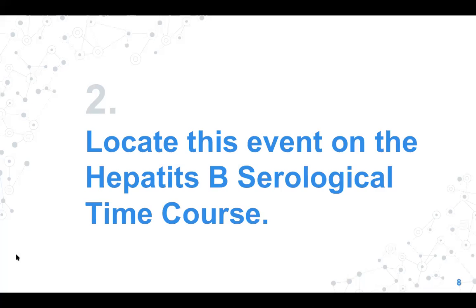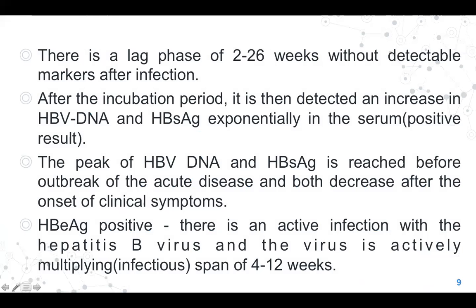For your LO number 2, previous slide, please. So for LO number 2, locate this event on the hepatitis B serologic time course. There is a lag phase of 2 to 26 weeks without detectable markers after infection. After the incubation period, there is an exponential increase in HBV DNA and HBsAg in the serum as a positive result. The peak of HBV DNA and HBsAg is reached before the outbreak of the acute disease, and both decrease after the onset of clinical symptoms.